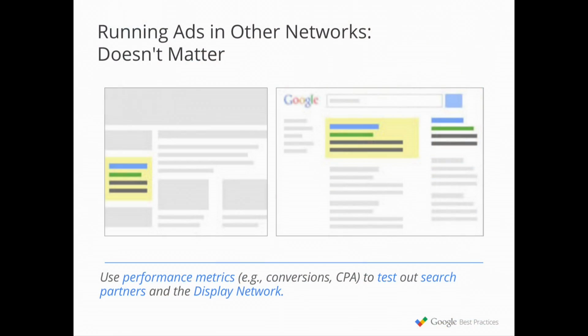Other networks don't affect your quality. So quality score is actually only reported on google.com. So if you're on search partners or if you're on the display network, separate entities. We measure quality for both of those. They're actually not reported in the interface. So use performance metrics there. I think you guys are used to this. If you're on display, you know what's working or not by your performance metrics. And I think that same line of reasoning goes to search. So that's just an aside.